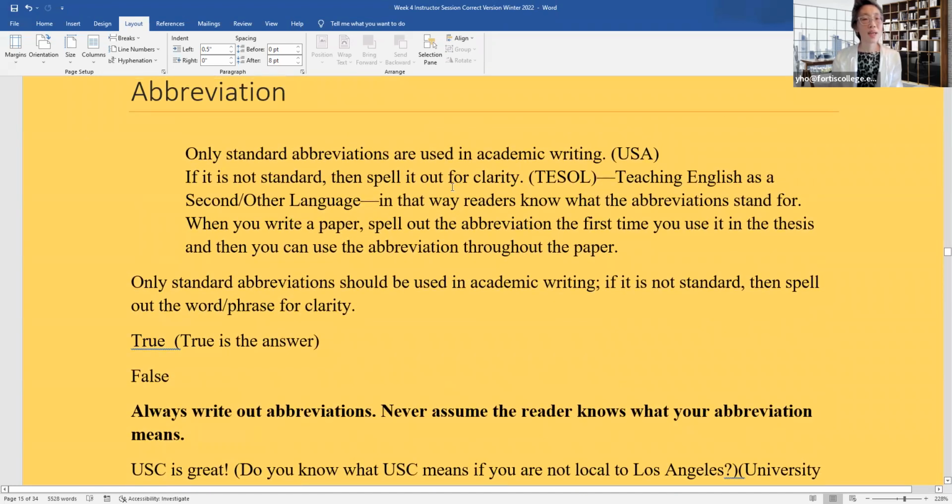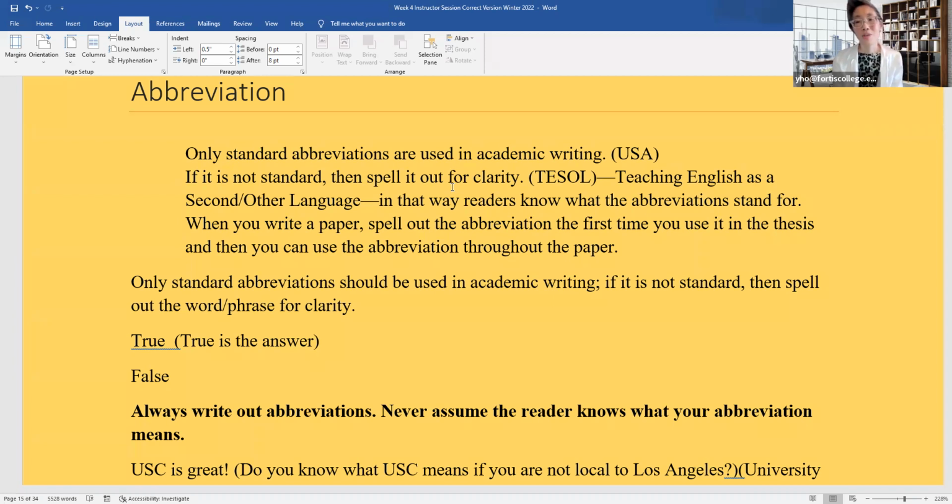All right, abbreviation. Only standard abbreviations are used in academic writing. If it is not standard, then spell it out for clarity. For example, if I'm going to say that I belong to the organization TESOL, the first time I use the word TESOL, I have to write it out. If you're going to write your essay, you don't just say, I intend to be an RN. The first time you use RN, you have to say registered nurse. Then for the rest of the essay, you can write RN.